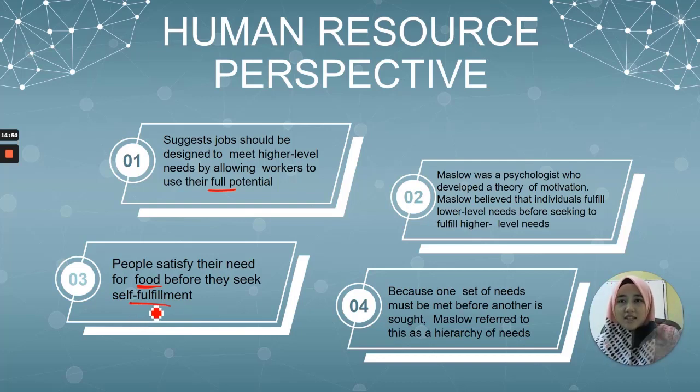Ini macam secara logik je kita boleh fikir. Kita nak bekerja dalam keadaan lapar pun kita rasa tak selesa. So kita kena fulfillkan kita punya basic needs dulu, baru kita boleh perform untuk kita dapatkan the higher needs. Okay. And Maslow ni sebenarnya macam tadi Hawthorne effect kan. So ini namanya hierarchy of Maslow lah. Maslow hierarchy of needs kita panggil. Maslow ni seorang psikologis. Dia develop the theory of motivation, how a human is motivated. Maslow believed that individuals fulfill lower level needs before seeking to fulfill higher level needs.